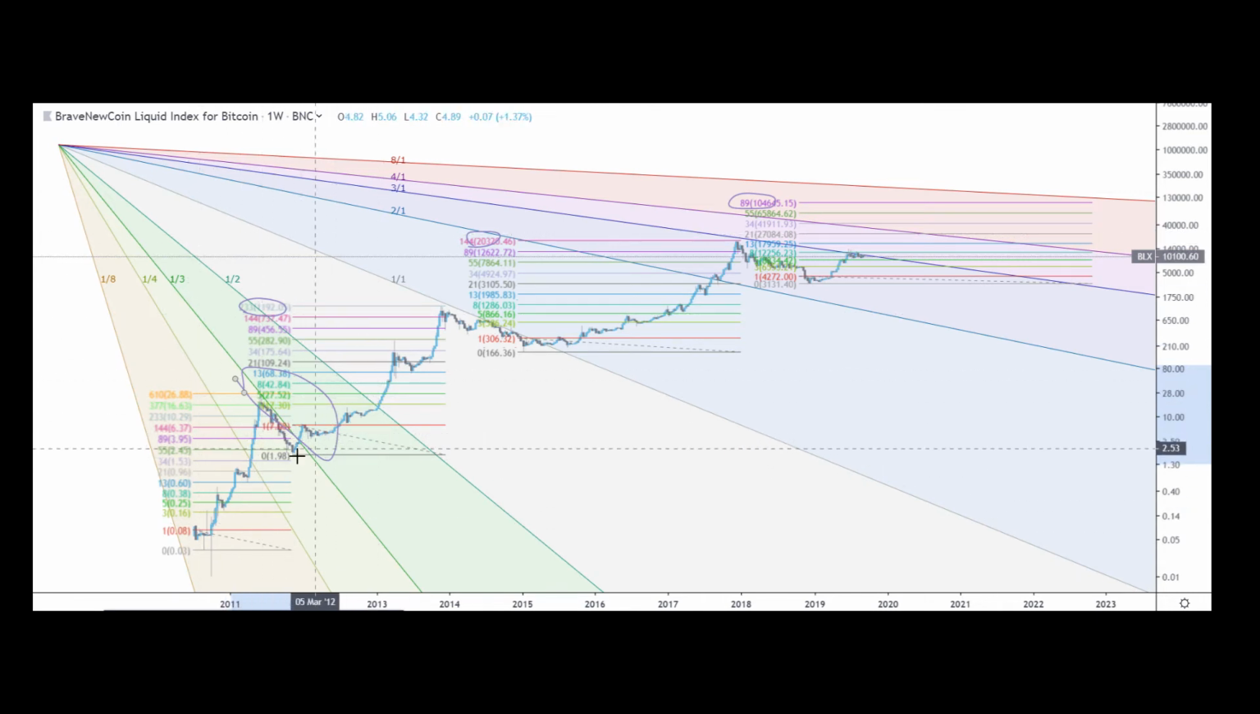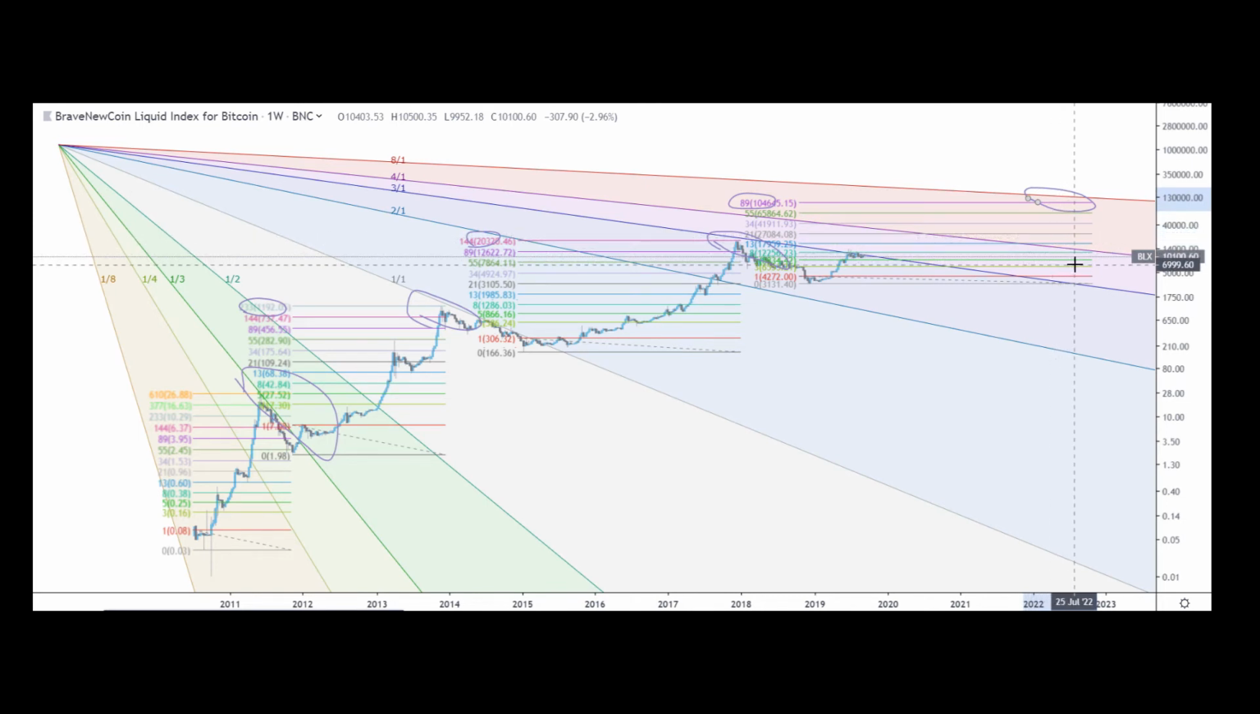Then the half projection is midway of the second cycle, and the center of this projection is the Mt. Gox top, 2014. And now we have the double projection, which is again close to midway of this previous cycle that we've had. And just like the 1/3 projection, we have the 3 times projection, where we got the previous top, the December 2017 top. So the 1/8 and the 8 times projection is where I'm looking at the final top for BTC.